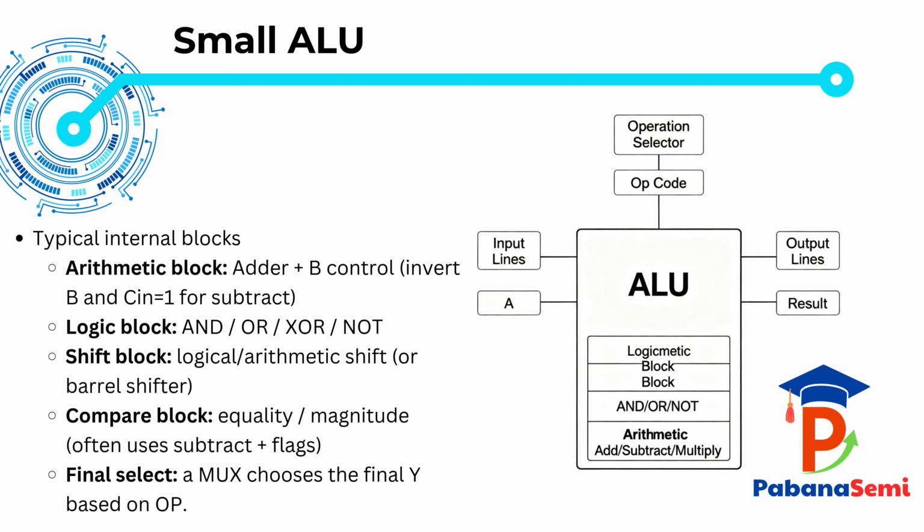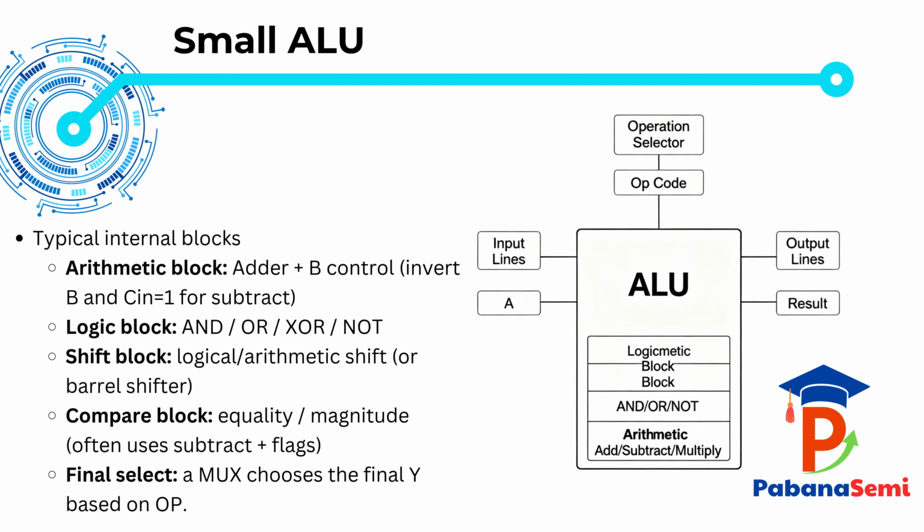Then we have the shift block. This can perform logical shifts or arithmetic shifts. And in more advanced ALUs, it uses a barrel shifter for multi-bit shifting in one step. After that comes the compare block. Comparisons like equality or magnitude are often implemented using a subtraction plus flags. For example, if A minus B results in 0, then A equals B, and the sign, carry, and overflow flags help decide greater than or less than.